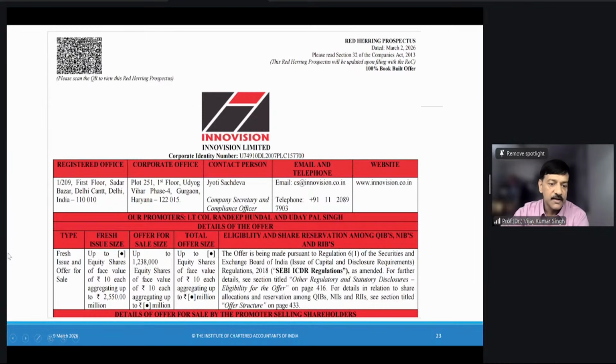Any question till this point? Let me check. Yes, Harshal, it is estimated information. True. But a red herring prospectus generally has all information except the price and certain other information. It is not there. But a red herring generally will have a broader draft.